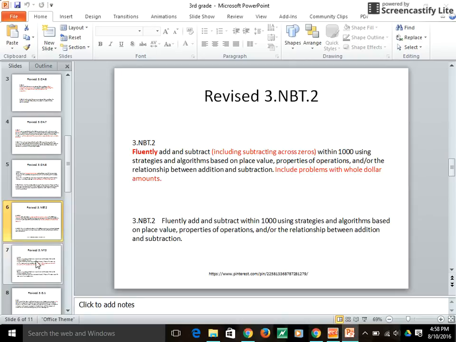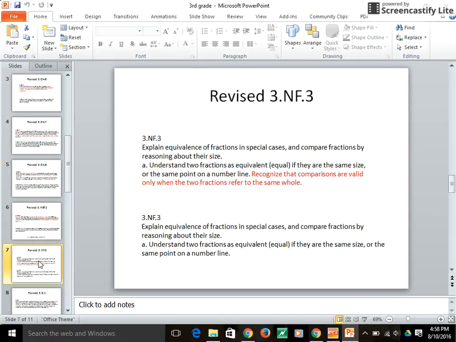And then again, be sure that dollars are included. And not that there will be more money problems, but that it's okay to use that. And they're whole dollar amounts too, because we're not doing decimals.